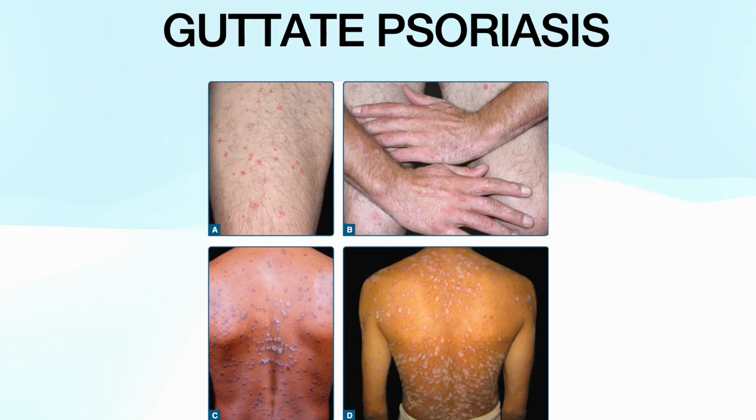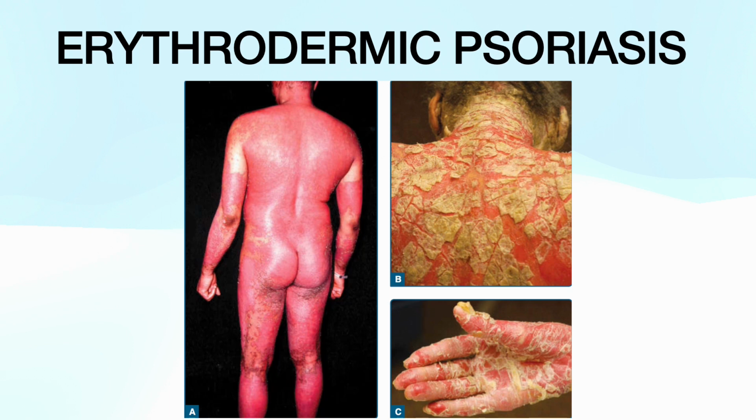This is guttate psoriasis. See, guttate means raindrops, like drops. You can see this patient's hand. This is a classical guttate psoriasis. This is erythrodermic psoriasis. This is an emergency. The patient has to be admitted if they come with this classical finding, erythrodermic psoriasis. Take a good look at it.